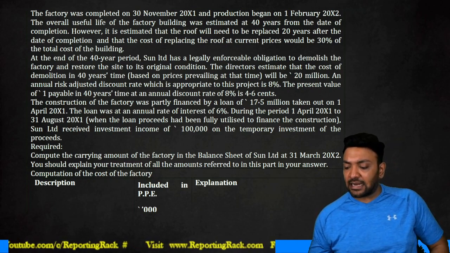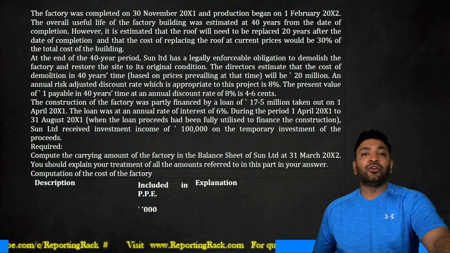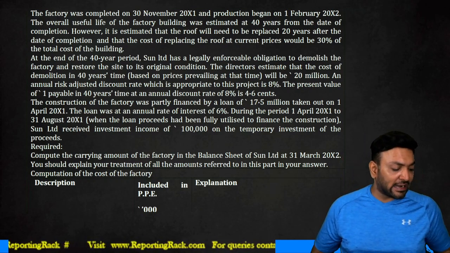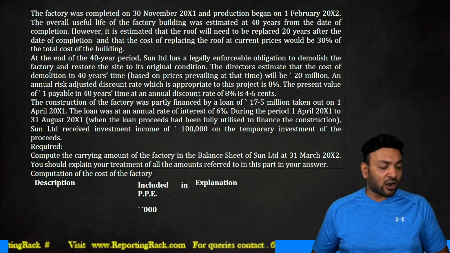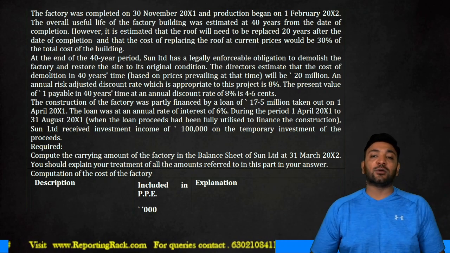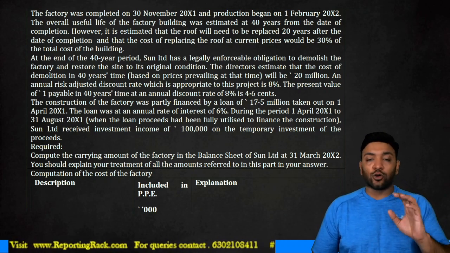We made a mistake in the computation of the dismantling cost. Someone in the comment section has actually put it correct. It is 0.046 and not 0.46. My mistake, guys. I apologize for that. So building is 1 crore.